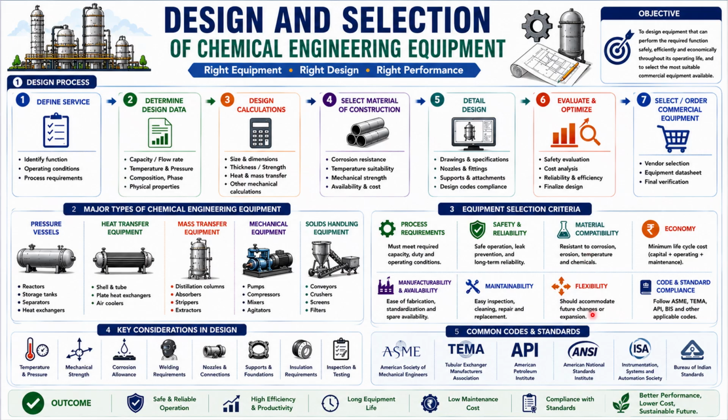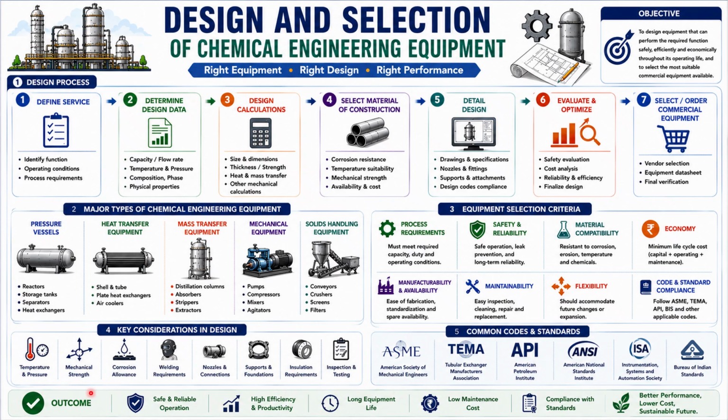If we are getting an equipment, we need to see that if we need to scale up, or if we need to revamp, or if we need to change something, that can be done or not. And finally, again, we need to check for the code and standard compliances. So we follow ASME, that is American Society of Mechanical Engineers code. Then we use TEMA, that is Tubular Exchanger Manufacturers Association codes. Then we use API, BIS, and other applicable codes. Key considerations in design include temperature and pressure, mechanical strength, corrosion allowance, welding requirement, nozzle construction, support foundation, insulation requirement, and finally inspection and testing.